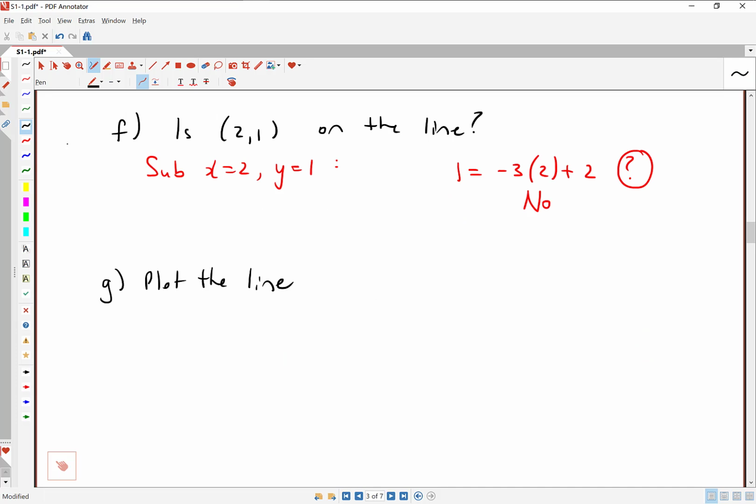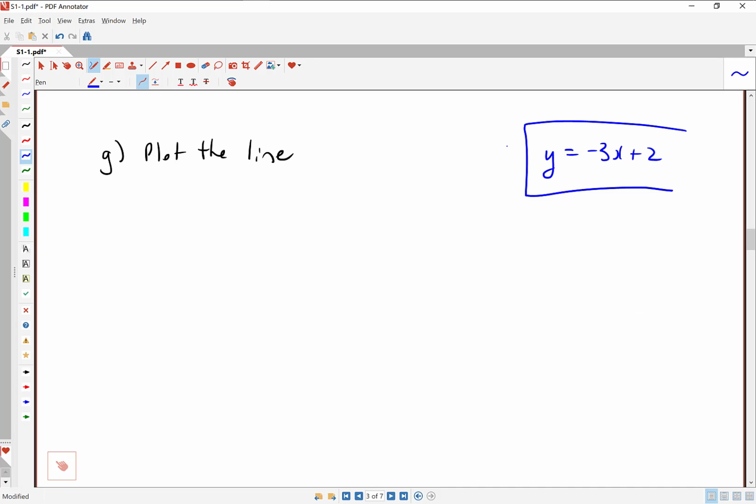So last thing we're going to do is plot the line. And again, I'm going to write the standard form over on the right side just for reference. The line that we're working with, y equals negative 3x plus 2. So let's think about how to use the slope and the y-intercept to plot the line. First thing I'll do is just draw our x and y axes here.